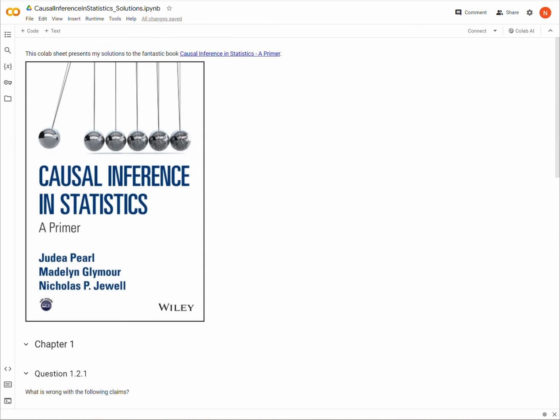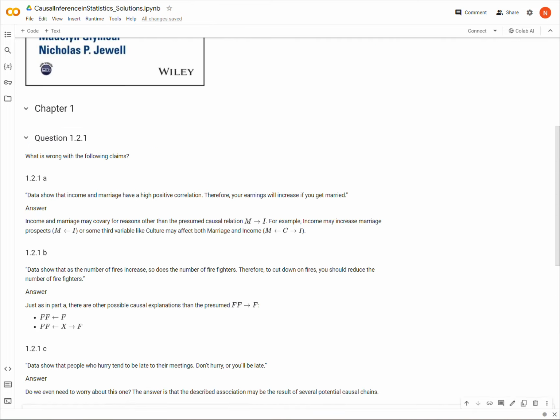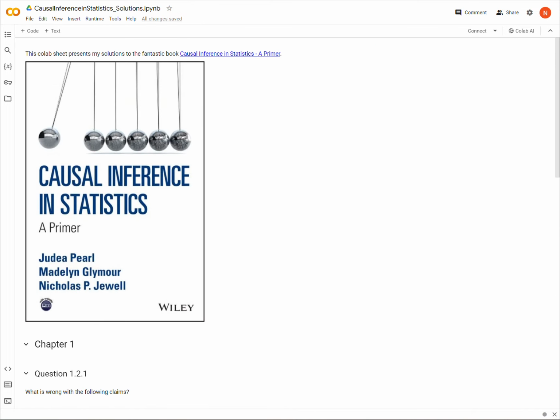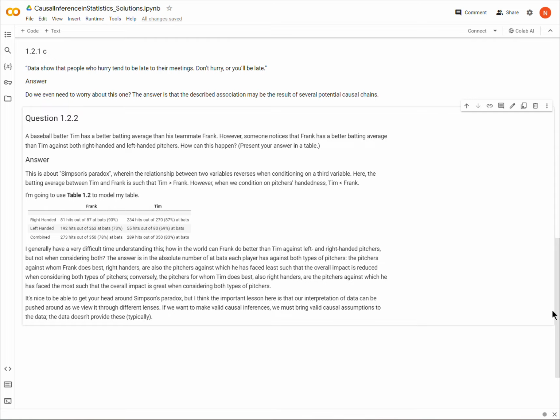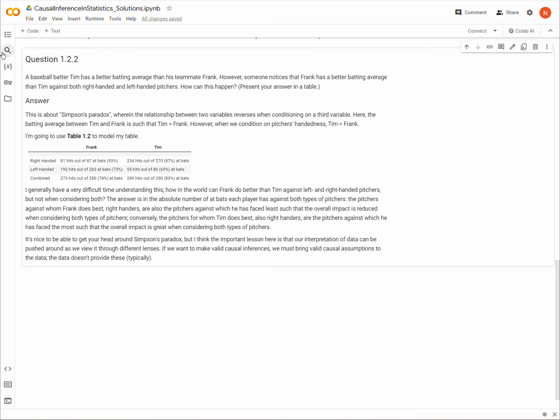Okay, so we are looking at question 1.22 for Causal Inference in Statistics: A Primer. I guess I'll just read this. A baseball batter named Tim has a better batting average than his teammate Frank. However, someone notices that Frank has a better batting average than Tim against both right-handed and left-handed pitchers. How can this happen? Present your answer in a table.